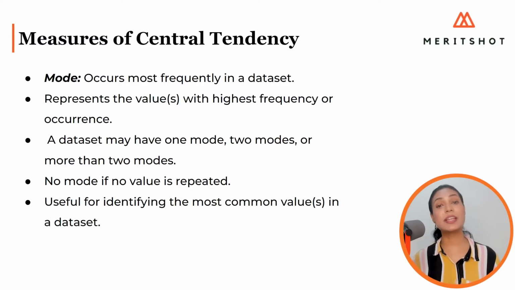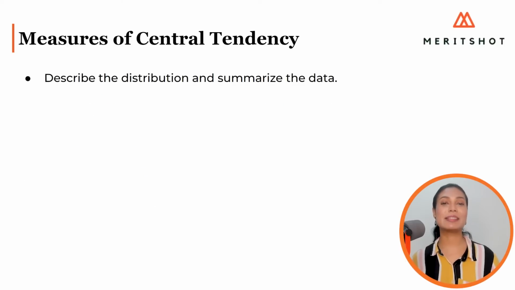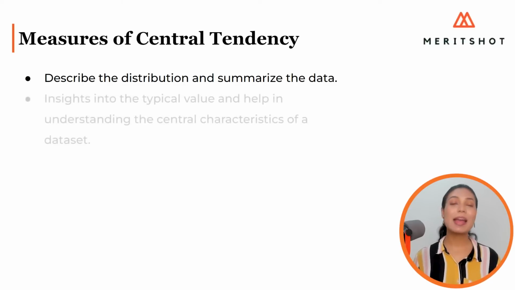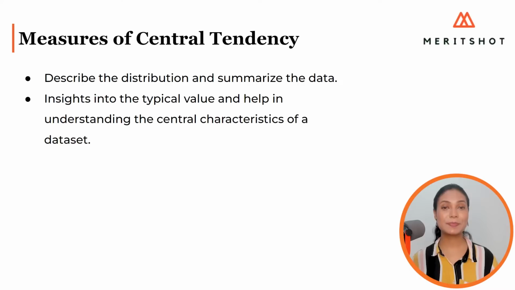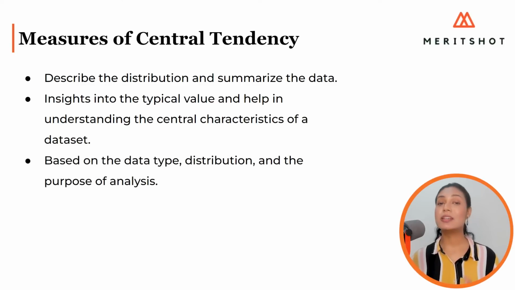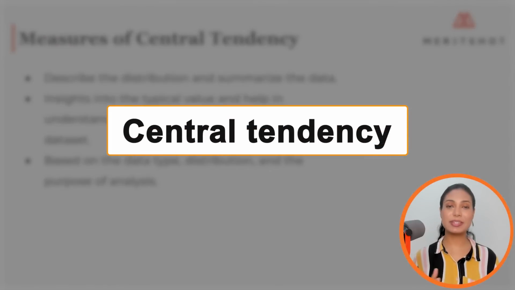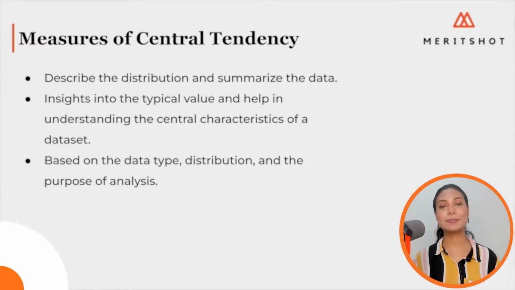These measures of central tendency are used to describe the distribution and summarize the data. They provide insights into the typical value and help in understanding the central characteristics of a data set. Now, it is important to consider the appropriate measure of central tendency based on the data type, distribution, and the purpose of analysis. Let's take an example on how we can measure the central tendency of data in Python.